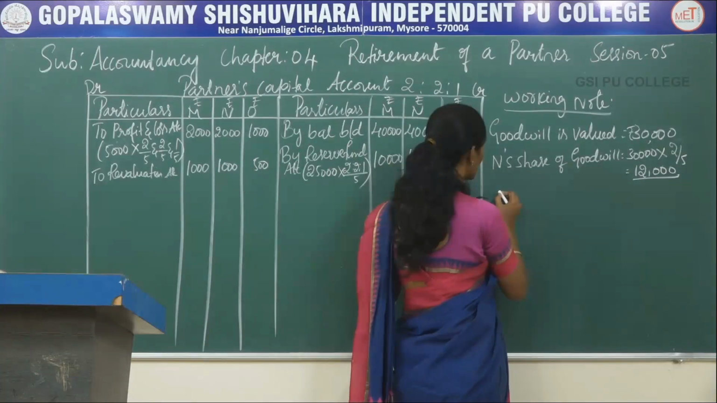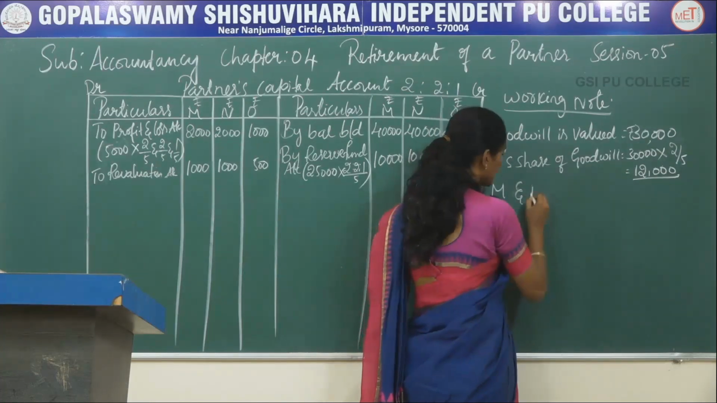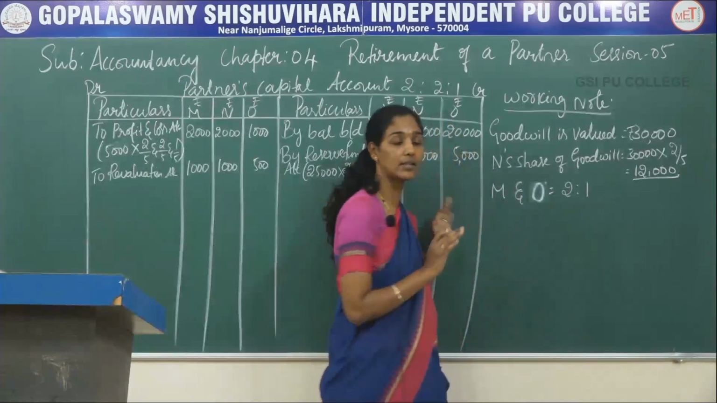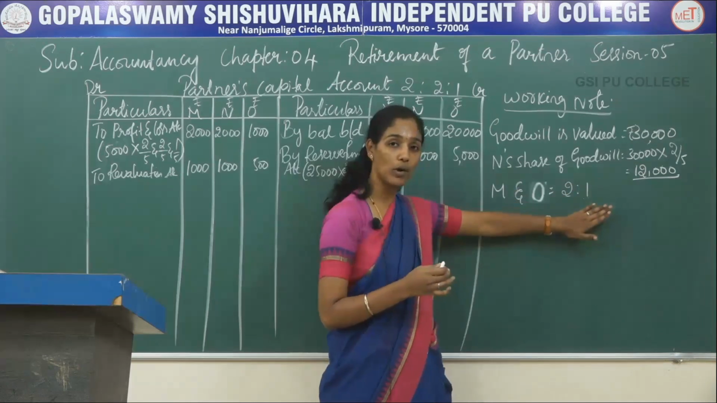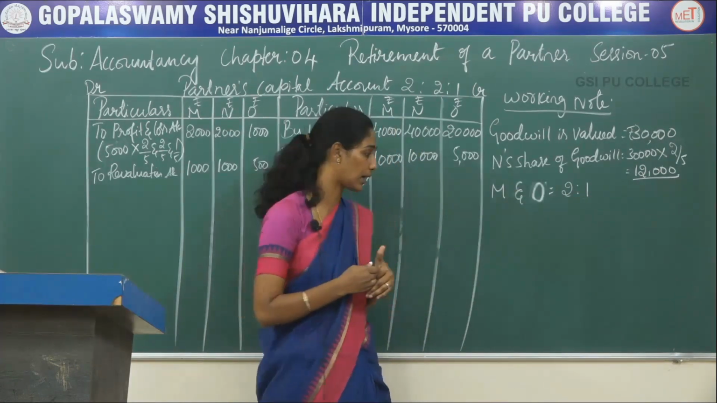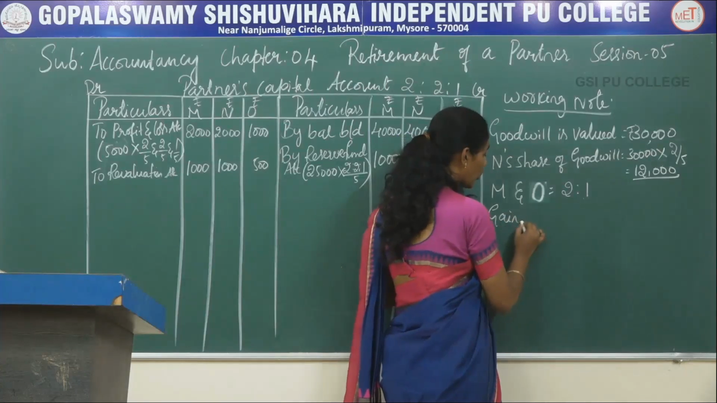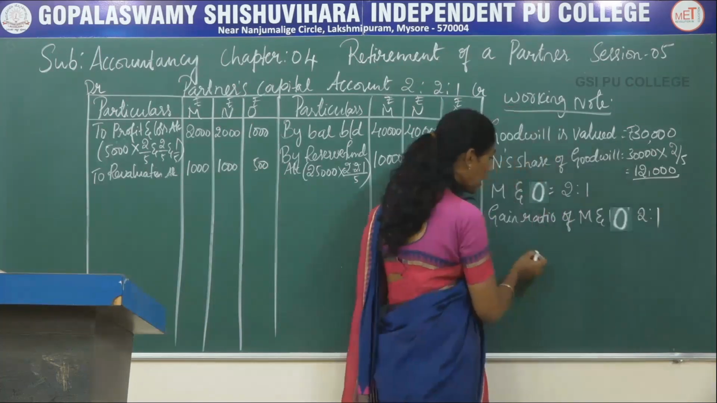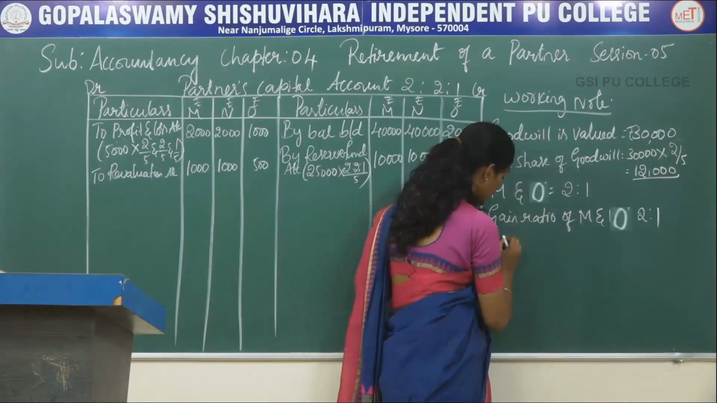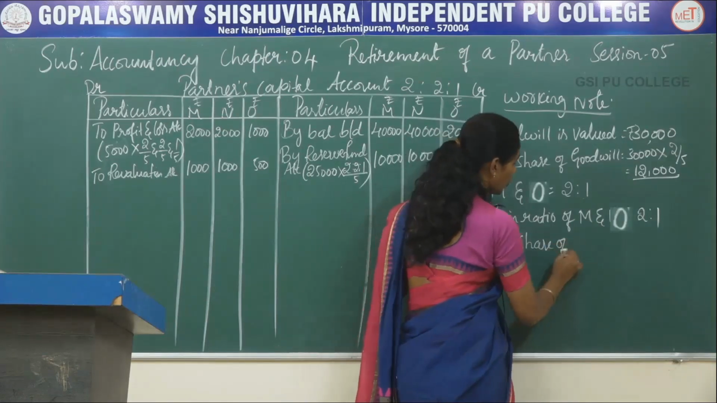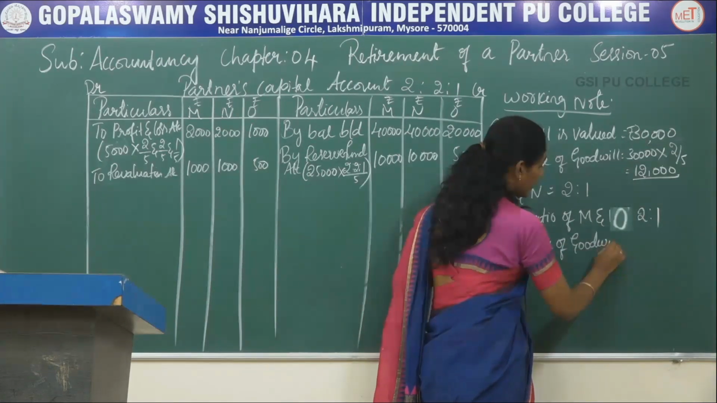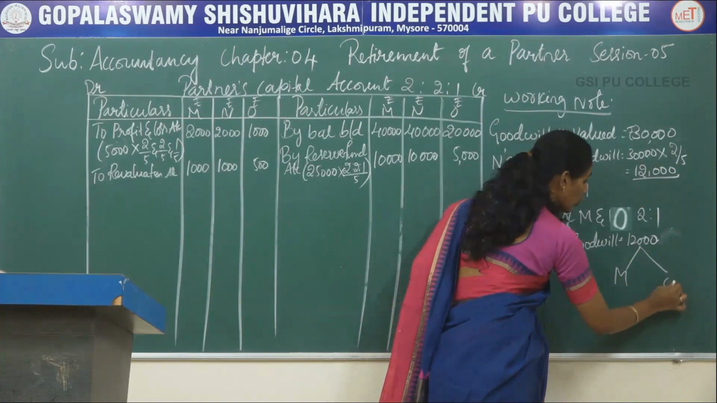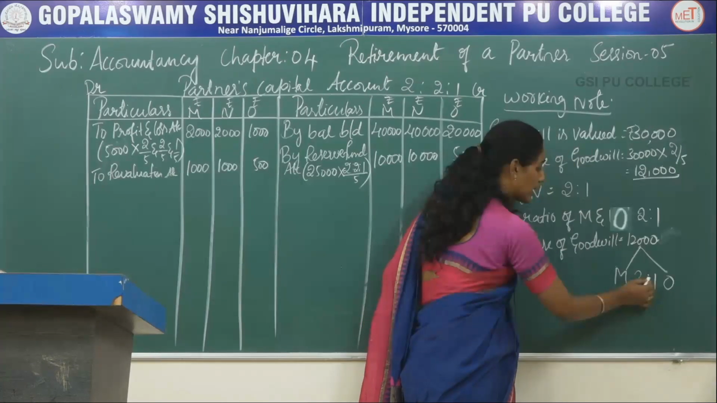So here what are the continuing partners? M and O. Their old share is 2:1. Their old ratio itself is considered as their gain ratio. So the gain ratio of M and O is 2:1. So now distribute this goodwill amount. N's share of goodwill is 12,000 and it is borne by M and O in their gain ratio, that is 2:1.